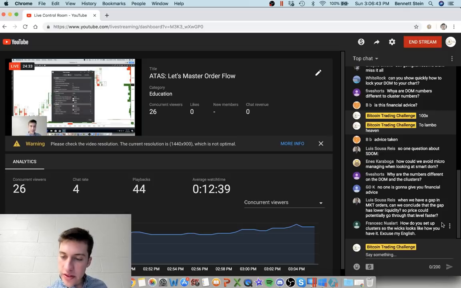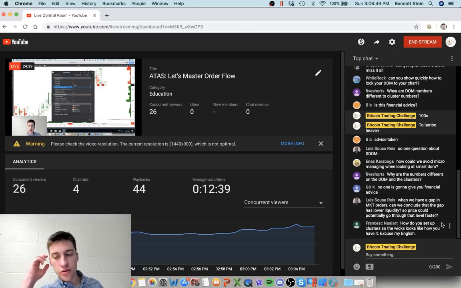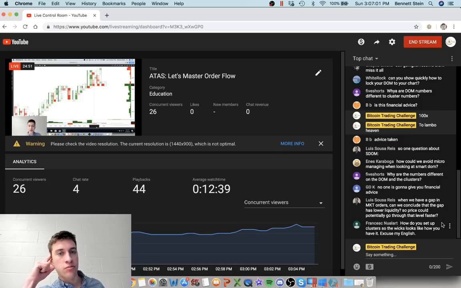Okay, so Luis had a question. When we have a gap in market orders, can we conclude that the gap has lower liquidity, so price could potentially go through that level faster? Well, when you have a gap, that shows that traders were not interested in trading at that level. So it would make sense that if there's a gap, price should have an easier time moving through that level.